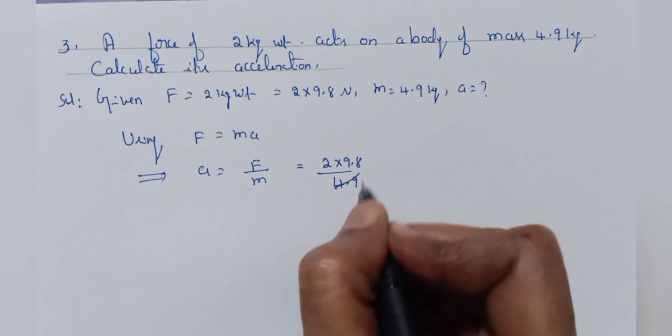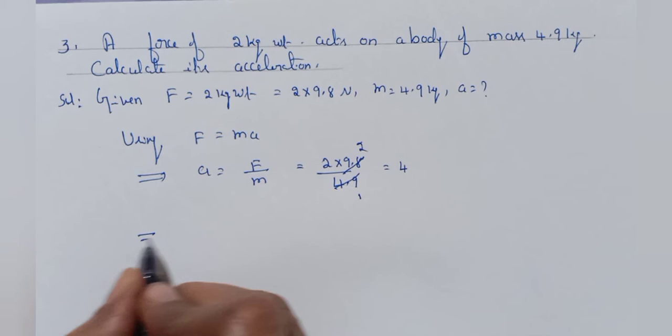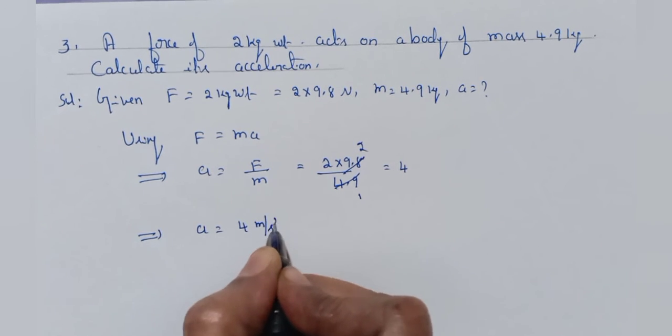4.9 ones are 4.9, 2s are 2. So 2 2s are 4. So the acceleration is 4 meter per second squared.